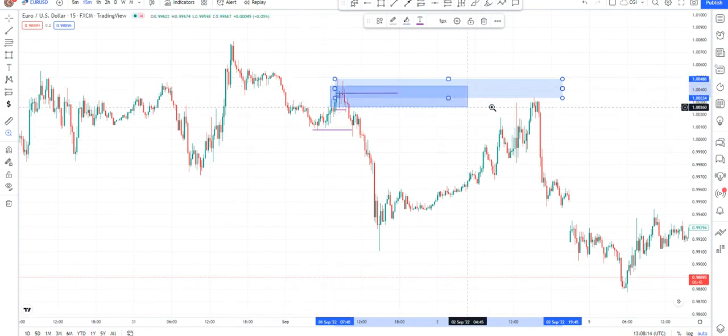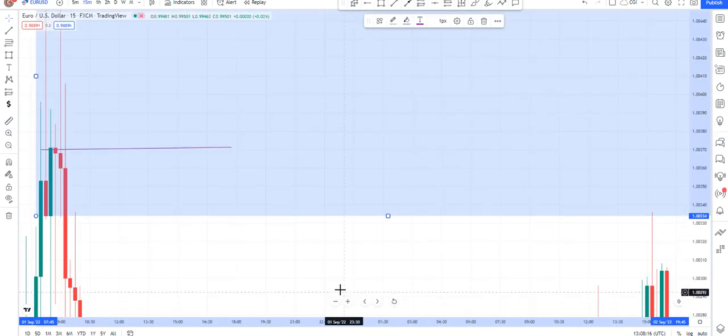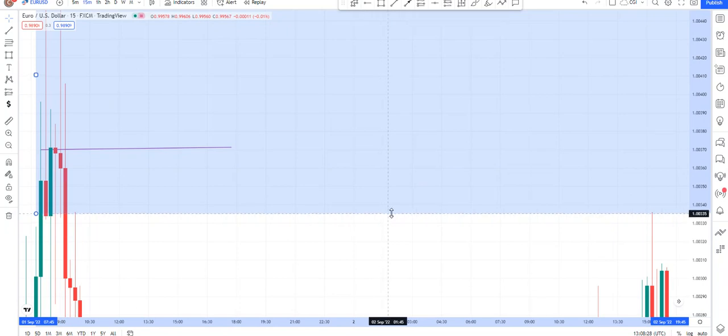Let me confirm if we took it out. We confirm. We didn't actually take it out though. We just mitigated. We just touched it, like equal highs. So I guess this case is invalid. Okay, so this is one of the reasons why I don't like using this concept.